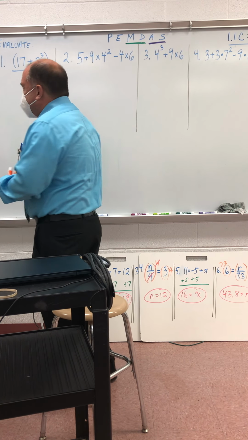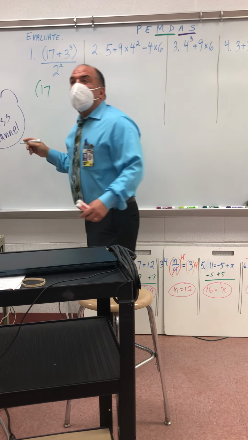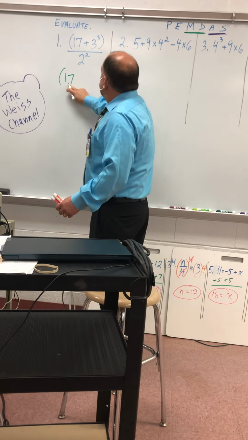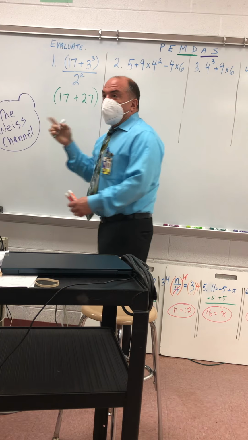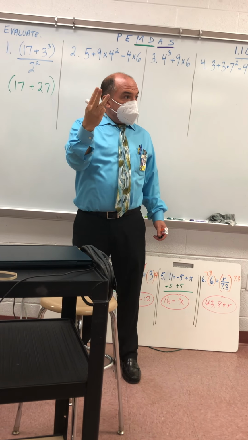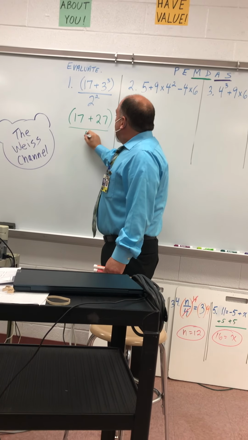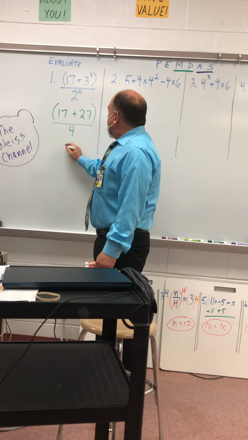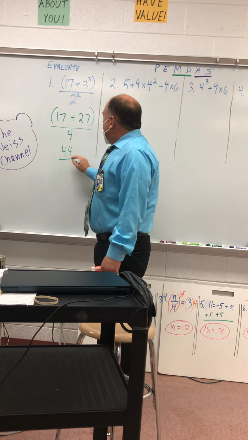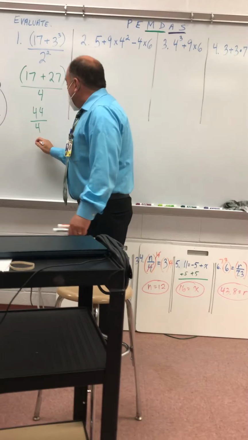27. Very nice, Xavier. I'm sorry, Xavier. I apologize. Okay? 17 plus 27, because 3 times 3 is 9 times 3 is 27, right? Divided by 2 to the second power is 4. 17 plus 27 is 44. And then 44 divided by 4 is 11.